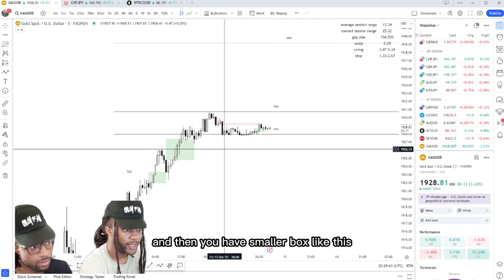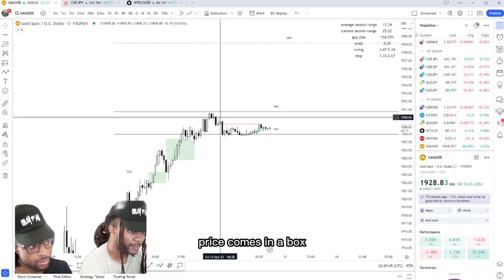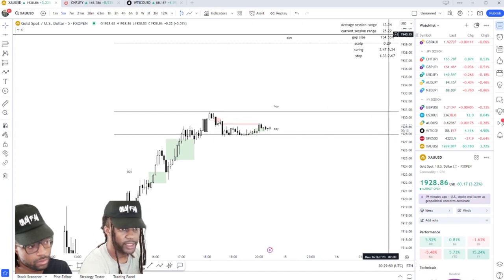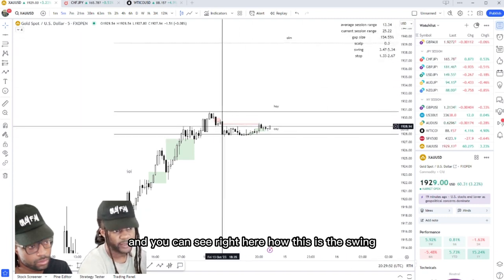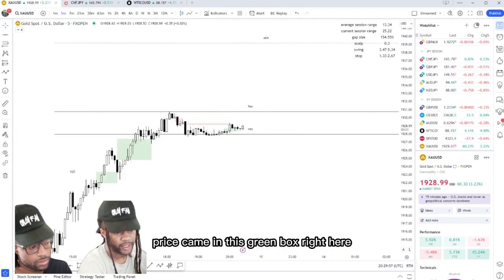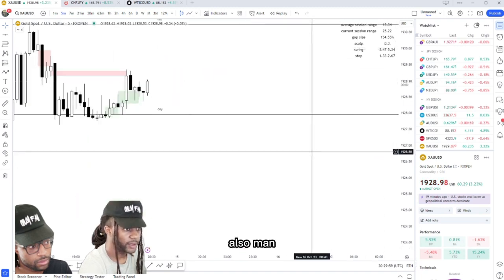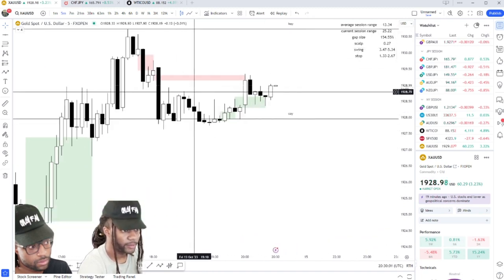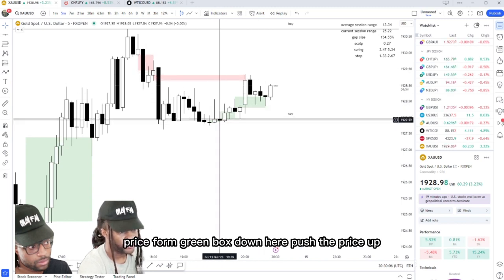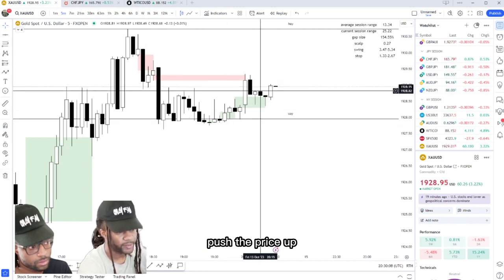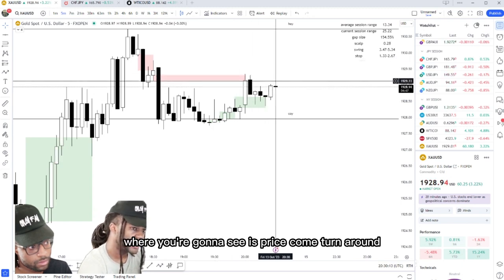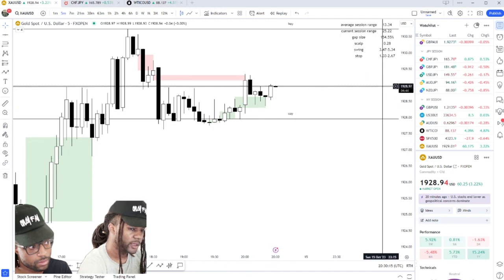And then you'll have smaller boxes like this. Price comes in a box, pushes down, and this candle was the only trade. You can see right here how this is the swing. You got a 5 pip swing, really. You don't get much of a swing. Price came in this green box right here. I'll zoom in. Price pushed down, it formed a red box. Price formed a green box down here, pushed the price up to this red box. From this red box, what you're going to see is price turn around.